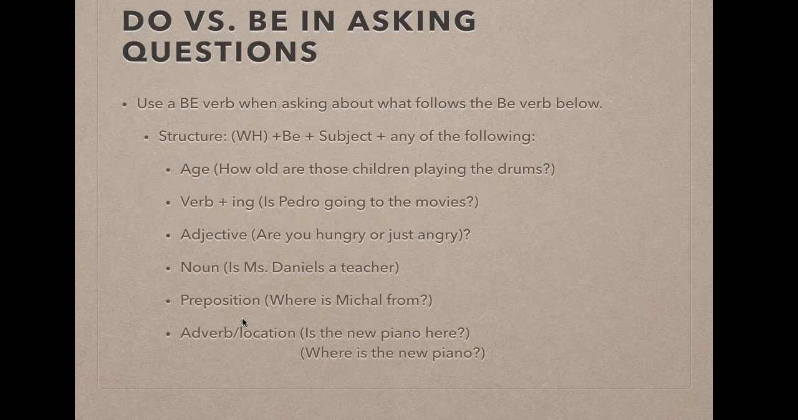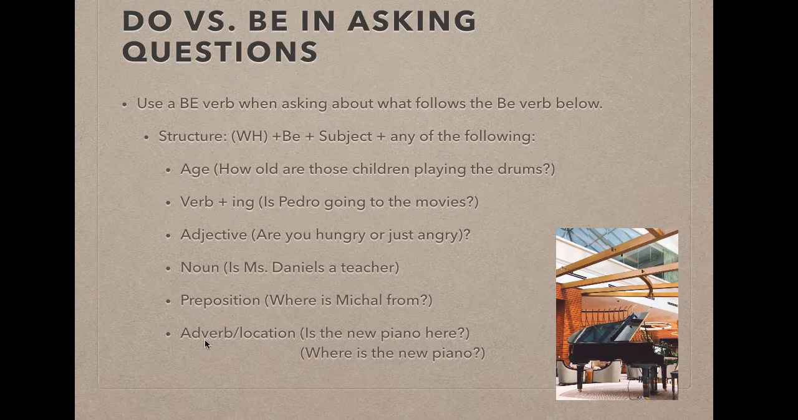And finally, we can use an adverb. And when we use an adverb, especially when we're talking about location, then we're going to use the be verb instead of the do. So here's a question. Is the new piano here? Here's my be verb. Here's the subject, new piano. And here's the adverb here. We're talking about its location.